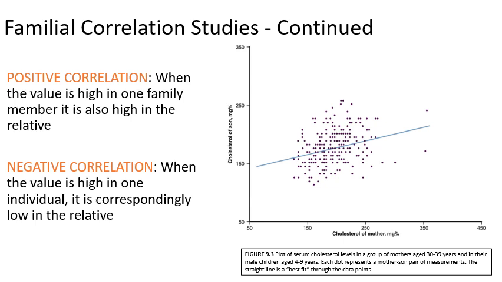So let's take this example of the graph that's depicted here. This plot shows the serum cholesterol levels in a group of mothers aged 30 to 39 years and in their male children aged 4 to 9 years. Each dot here represents a mother-son pair of measurements. The straight line is the best fit through the data points. So you can see here that there is positive correlation. As the cholesterol level in the mother goes up, the cholesterol level in the son also goes up. But if the line of best fit went the other way, then you would know that there is negative correlation and that it's not really correlated. So by this, we know that there is actually familial clustering and there is a genetic component.